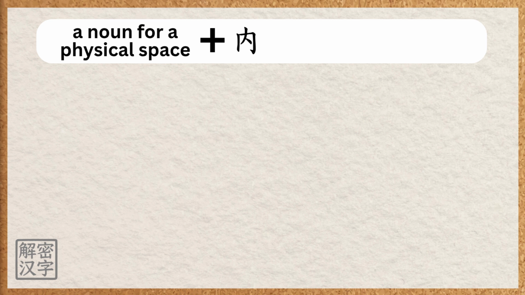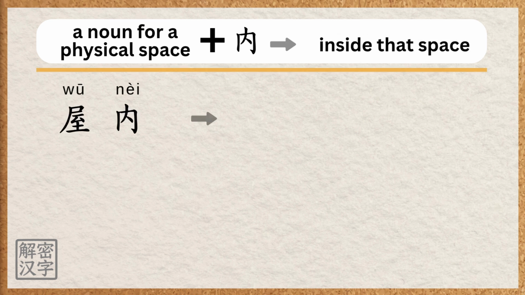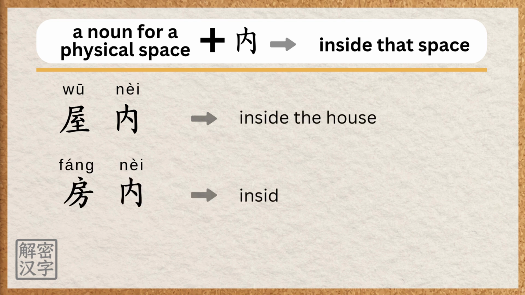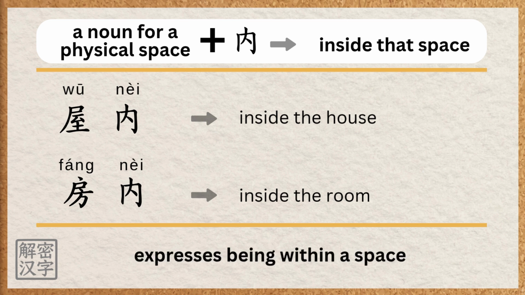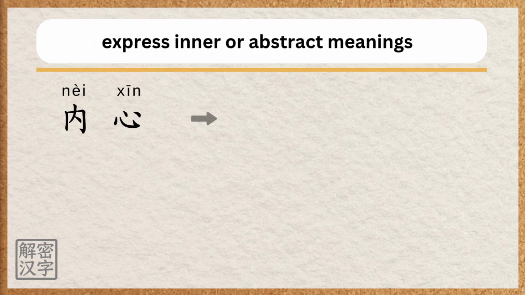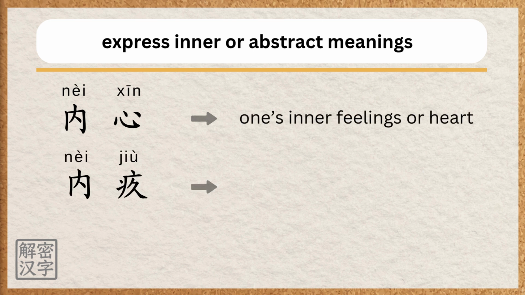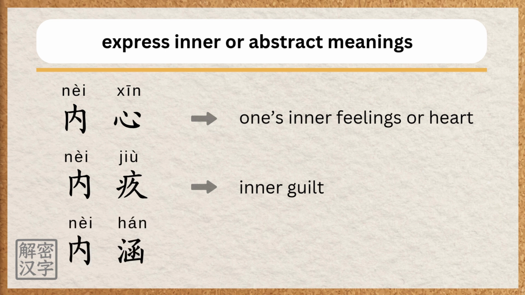When it follows a noun for a physical space, it shows inside that space. For example, 屋内 means inside the house. 房内 means inside the room. Here, 内 expresses being within a space. It can also express inner or abstract meanings, such as 内心 means one's inner feelings or heart. 内疚 means inner guilt. 内涵 means inner depth or meaning.